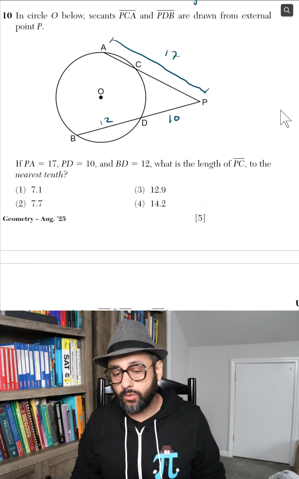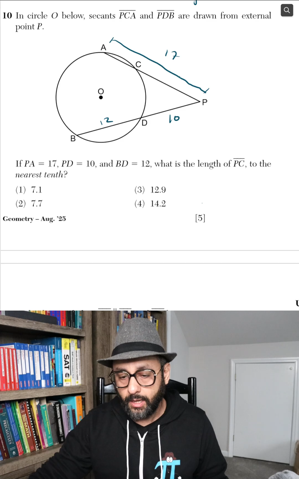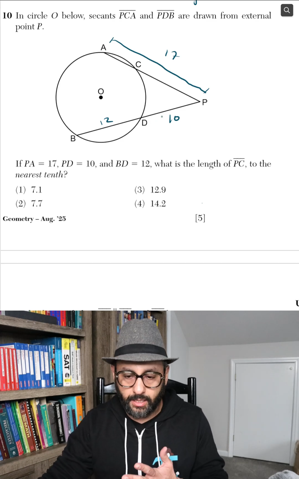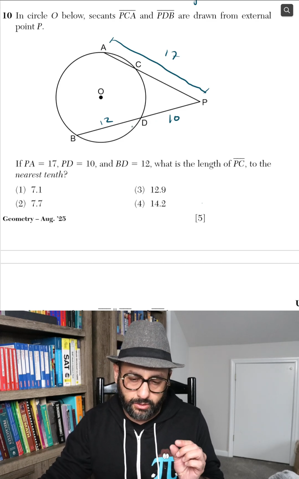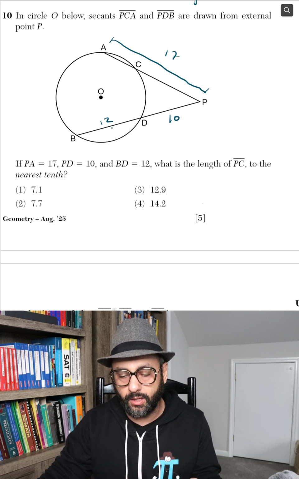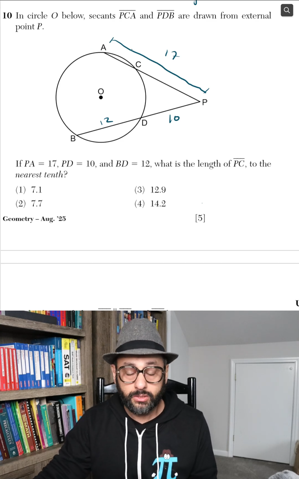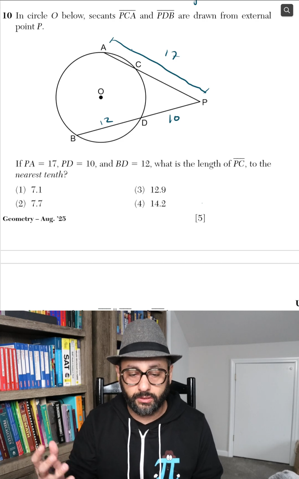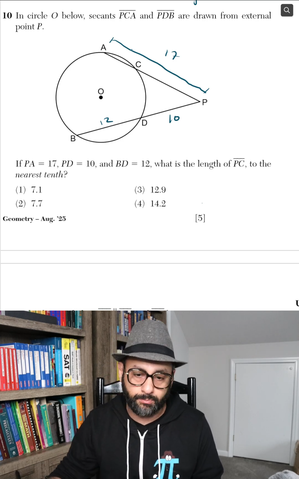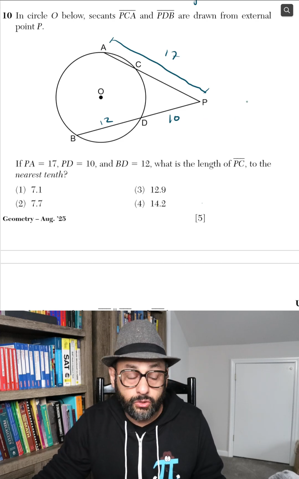Now, this is yet another one where using the scale is a useful thing. The 10 does look ever so slightly shorter than the 12. The 17 looks longer than the 12. The PB being 22 looks longer than the 17. So this diagram is drawn to scale. The circle looks like a circle, with the center placed about where the center would be.